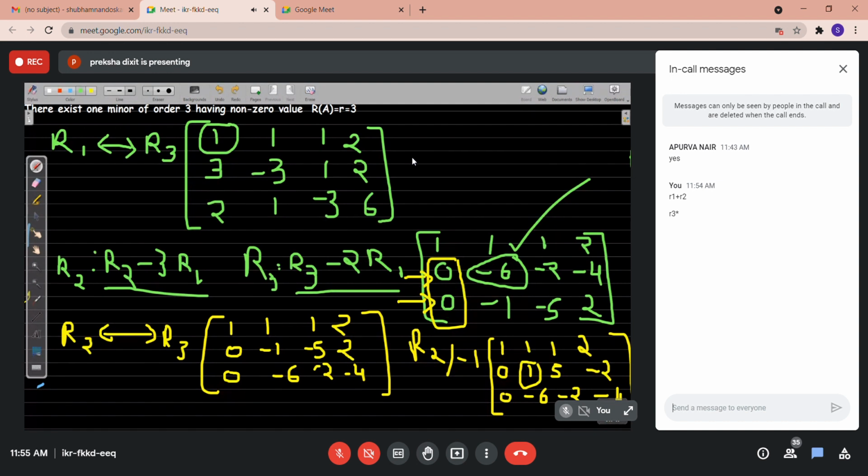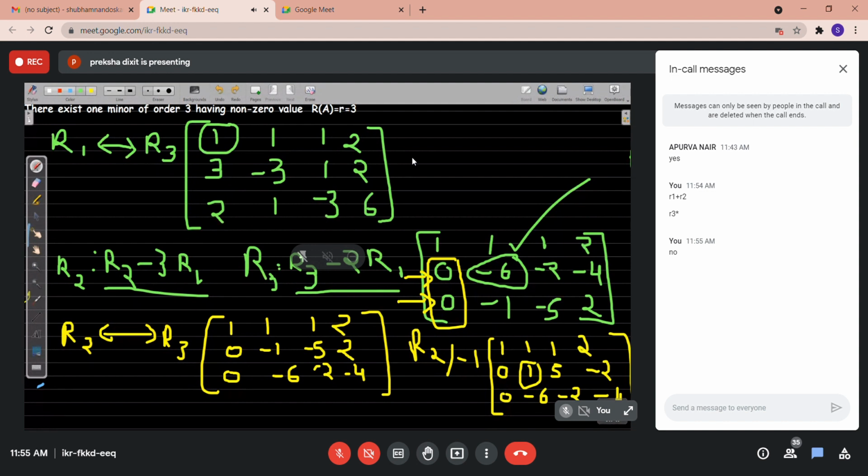Are you getting my point? I am not supposed to disturb the first column, and I have to bring 1 over there. So there are many ways to do it. If I perform R1 plus R2, Shivam has answered that we can perform R1 plus R2. If I perform R1 plus R2, there will be a change in R1. And am I going to get 1 at the diagonal position in row number 2? No, that's what we have to see.